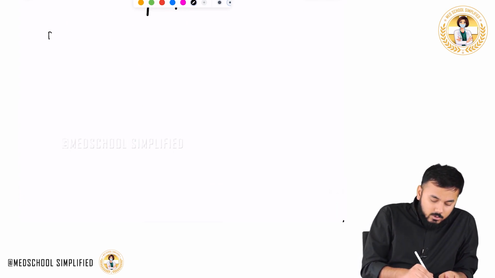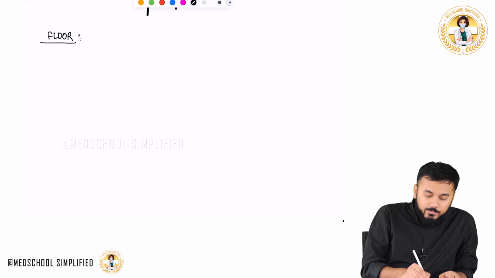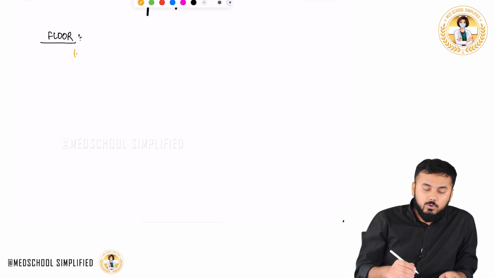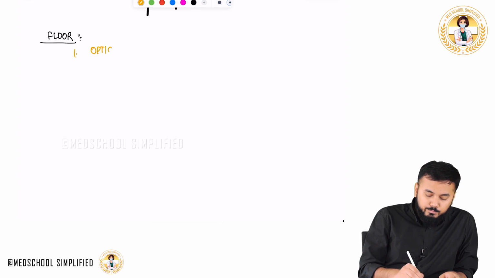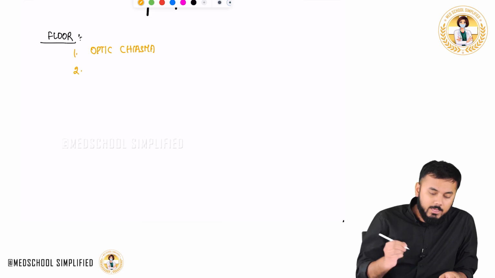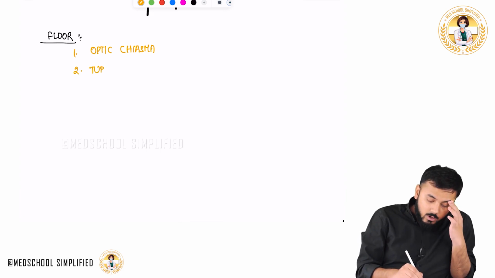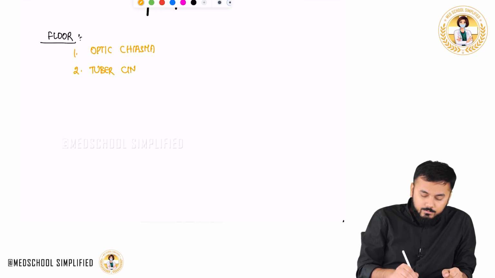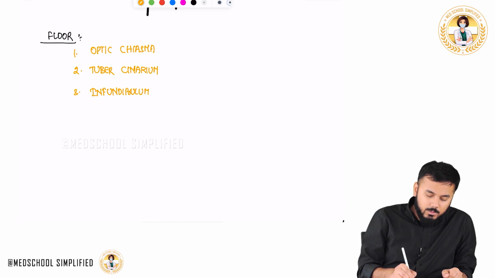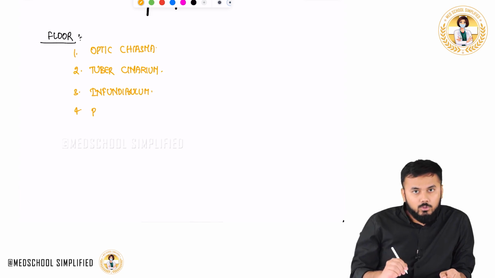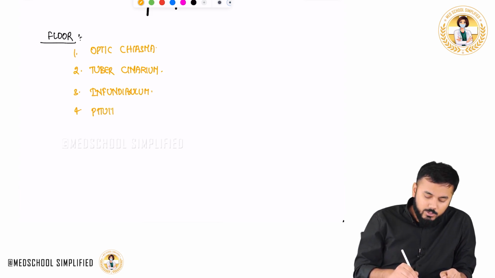First of all, let us write down the floor, because we have just finished that. Coming to the floor, the first important structure is the optic chiasma. After the optic chiasma, the second important thing is the tuber cinereum. The third important thing is the infundibulum. The fourth important thing, hanging down from the infundibulum, is the pituitary gland.